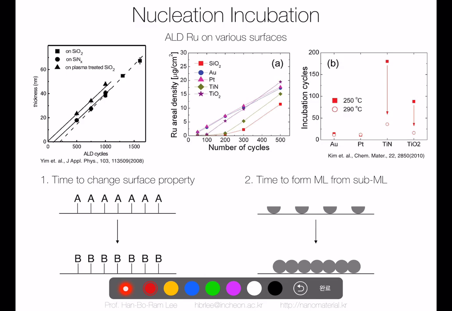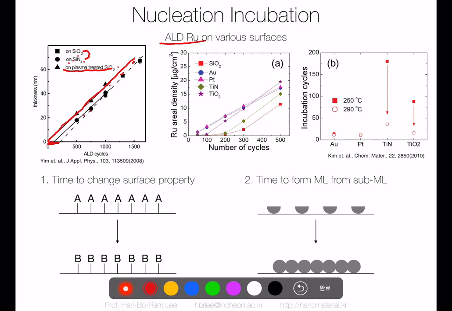Typically, the nucleation delay is observed in a lot of metal ALD processes on various surfaces. This is a really good example. They have three different surfaces: silicon oxide, silicon nitride, and plasma-treated silicon oxide. As you can see, with silicon oxide and then silicon nitride, you can see some amount of nucleation delay. But if you use the plasma-treated silicon oxide, there is no nucleation delay. So this is a very typical one.